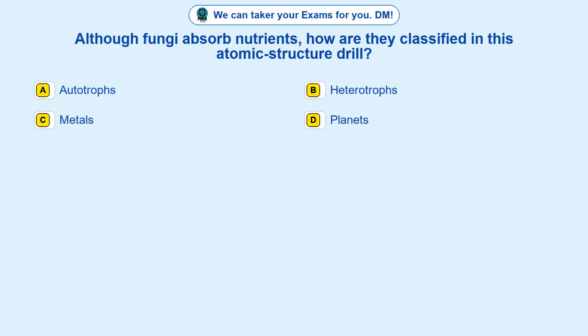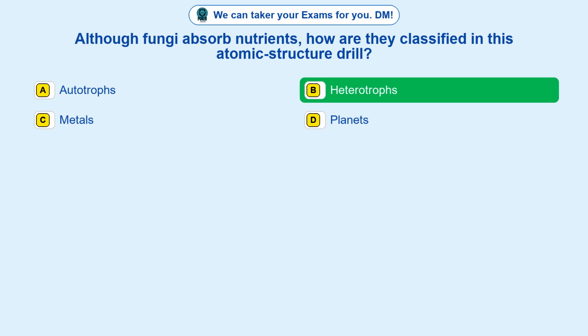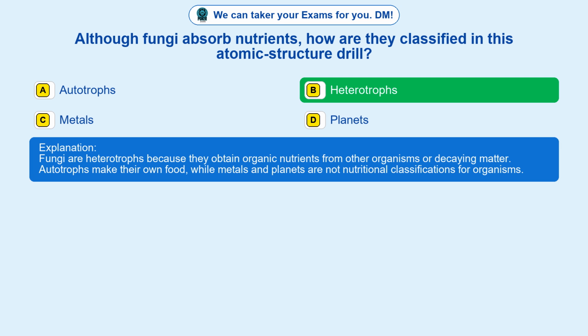Question 21. Although fungi absorb nutrients, how are they classified in this atomic structure drill? Option A, autotrophs. Option B, heterotrophs. Option C, metals. Option D, planets. The correct answer is option B, heterotrophs. Fungi are heterotrophs because they obtain organic nutrients from other organisms or decaying matter. Autotrophs make their own food, while metals and planets are not nutritional classifications for organisms.